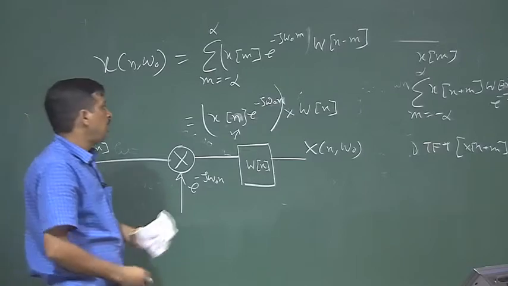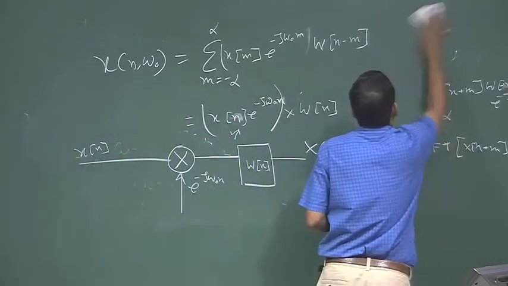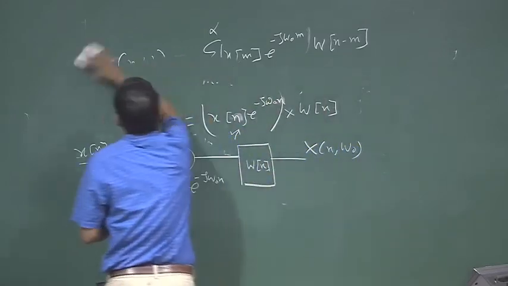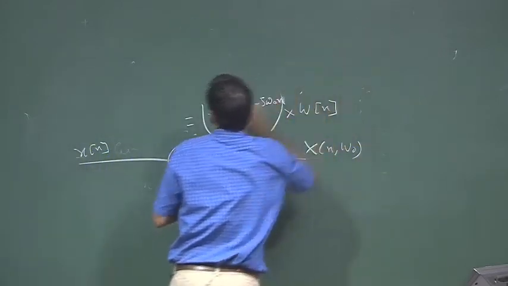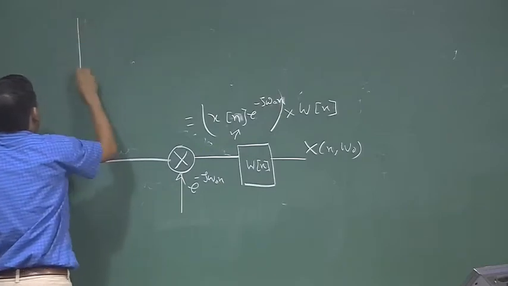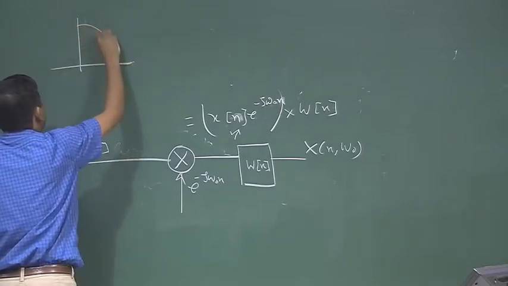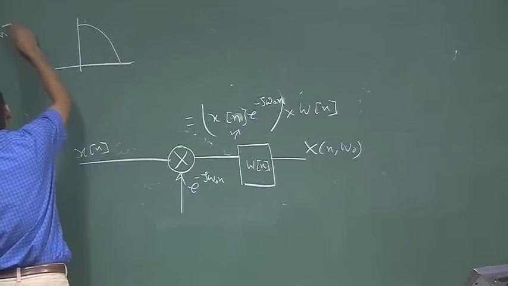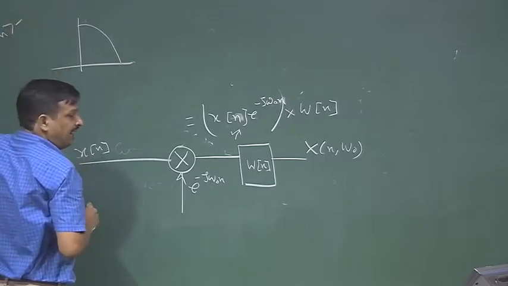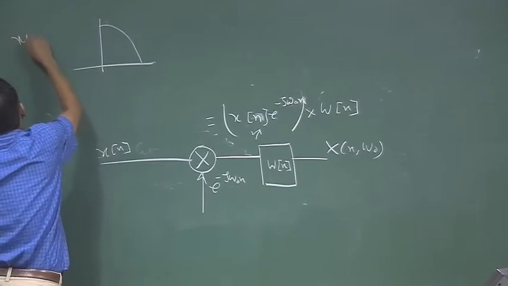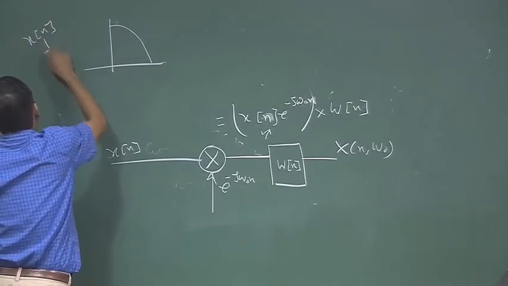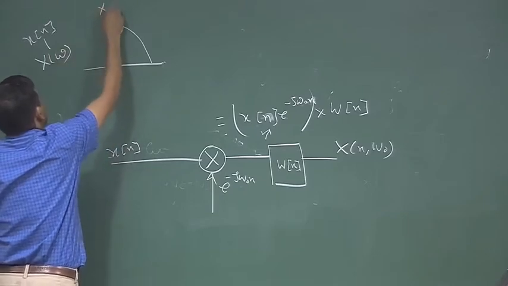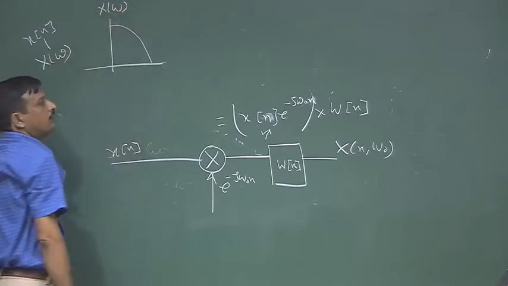Okay. So, if I draw the whole frequency response, suppose the baseband signal x n has a frequency response of capital X omega.